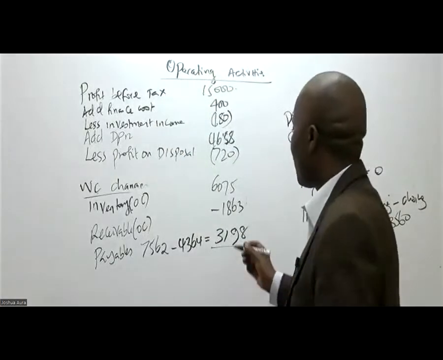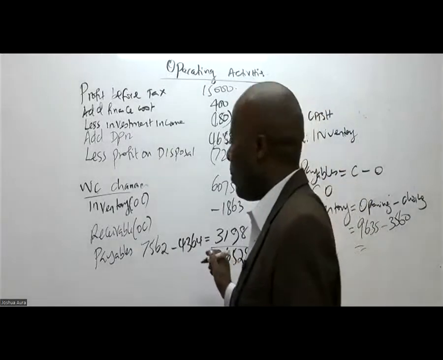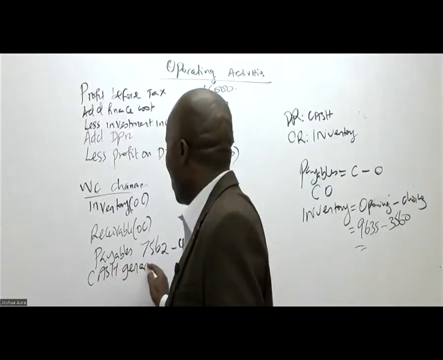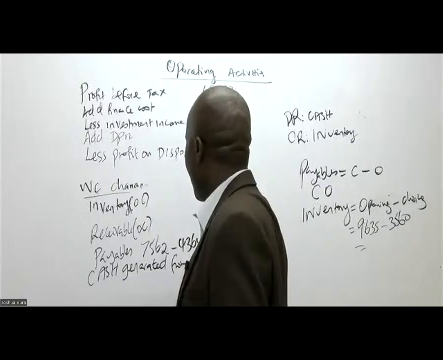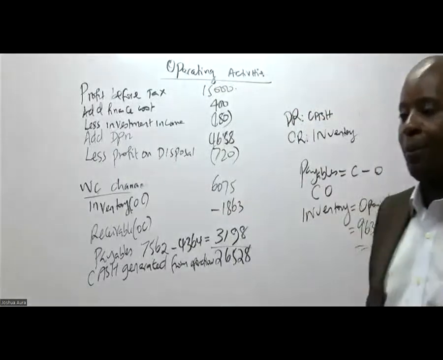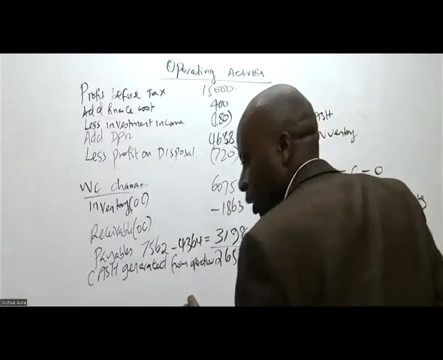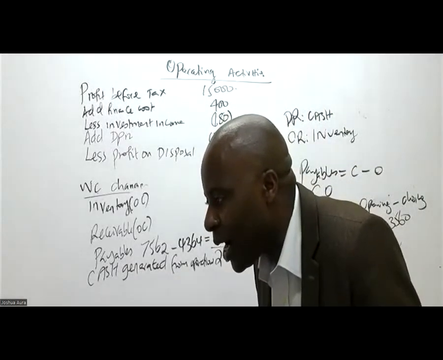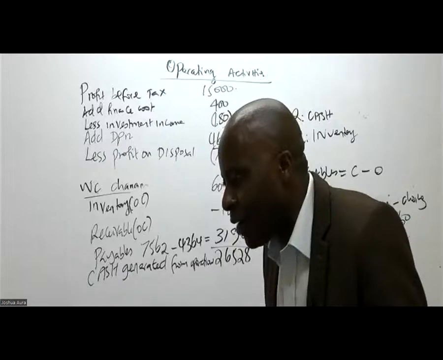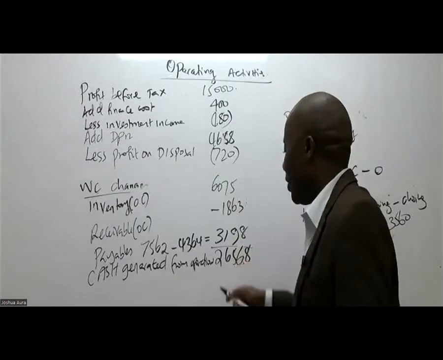$26,568. This is now what we baptize as cash generated from operations. Is it 25 or 26? 26,568. Sorry, 568. Thank you very much, because if we make a mistake, it will not reconcile.